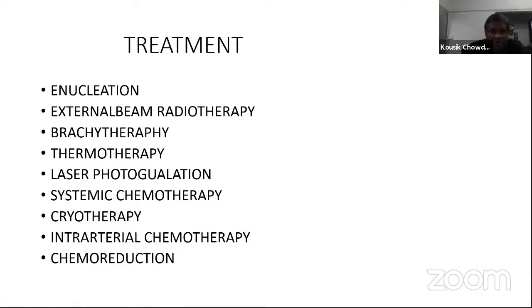What are the treatments of retinoblastoma? First of all, enucleation, external beam radiotherapy, brachytherapy, thermotherapy, laser photocoagulation, systemic chemotherapy, cryotherapy, intraarterial chemotherapy, and chemoreduction. These are the treatment options of retinoblastoma.